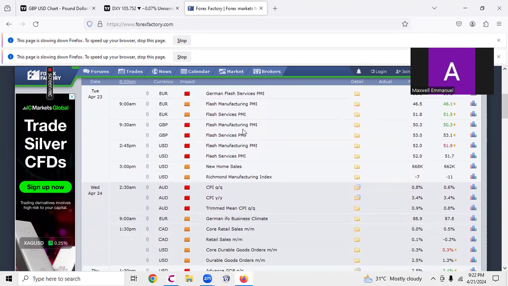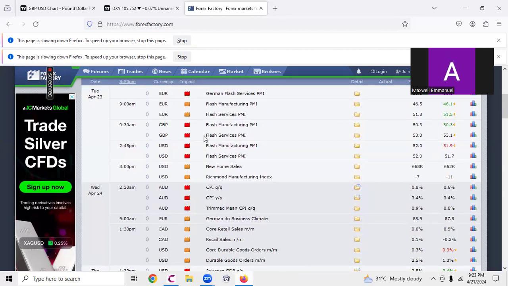Okay? Then on Tuesday, we're expecting two major news from the United States. Then from Britain, we're expecting two major news. So you can see GBP flash manufacturing PMI, flash services PMI, USD also flash manufacturing PMI, flash services PMI. So I think GBP/USD would be a good pair to trade on Tuesday. Okay, so what you need to do is wait for US news to be released, then compare GBP data with US dollar. Okay, if GBP is negative and the dollar is positive, then you would expect the dollar to gain value.